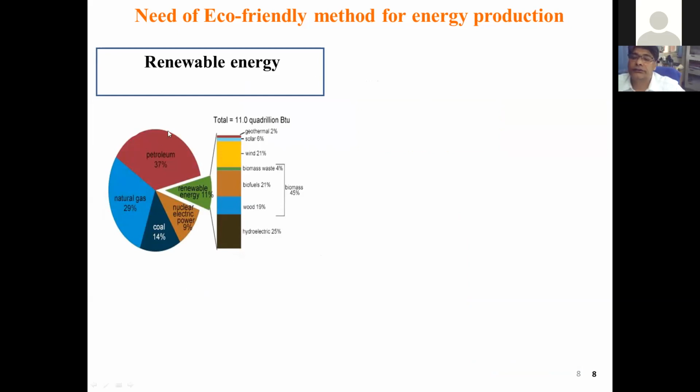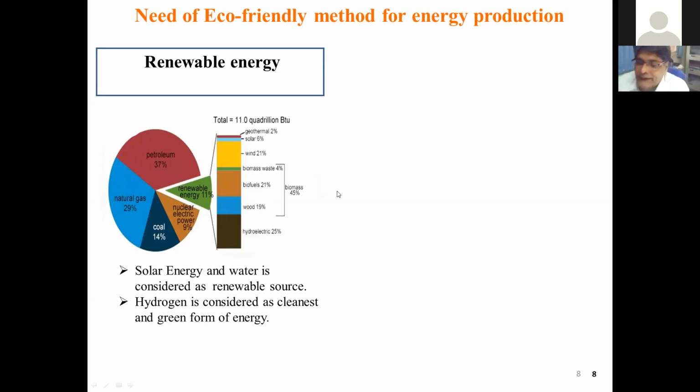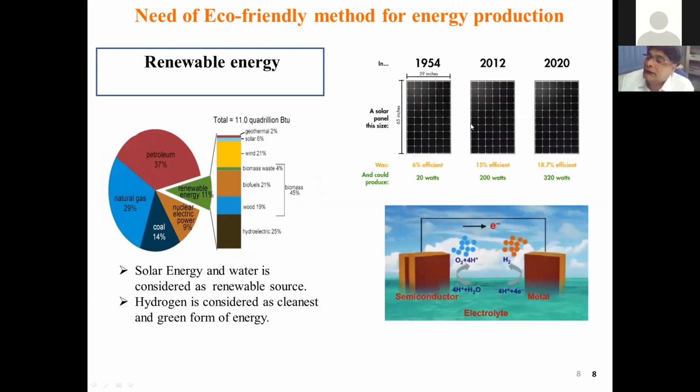In this graph, you can see that you have coal, natural gas, petroleum, renewable energies, etc. And therefore, we can say that the solution to this problem is renewable energy. These are the examples we can assume: hydroelectricity, then several other sources. These are all renewable sources. So renewable energy sources are the only thing that is basically required. And those will come from where? They will come basically from solar energy and from hydrogen. So solar energy and water are considered renewable energy sources.